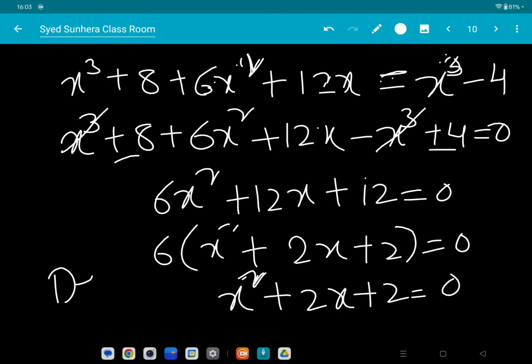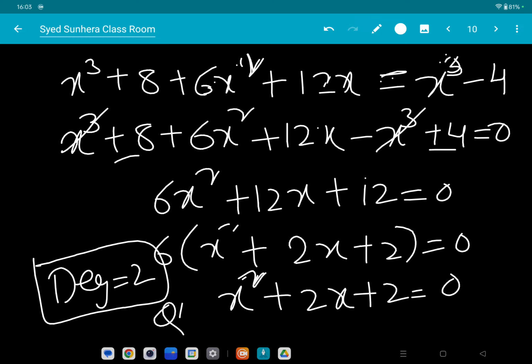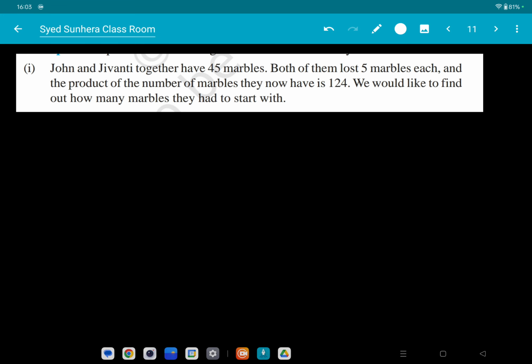Here what is the degree of this equation? The degree is 2. So we can say that it is a quadratic equation. This is the way we will solve and simplify the problems. Now we will go and see the word problems. How we can make a word problem into an equation.